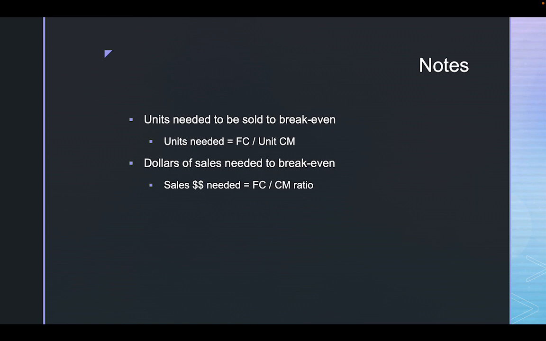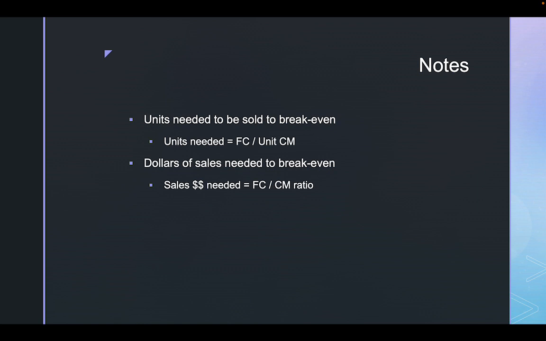Now, in the second case, if I want to think about not how many pizzas I need to sell, but how many sales dollars, how much revenue I need to generate as a business in order to break even, the answer is to take the fixed cost and divide by the CM ratio. Remember, the CM ratio is the contribution margin divided by sales. So these formulas are pretty similar, and therefore they're easy to get confused. Both formulas have fixed cost in the numerator of the fraction. That's easy to remember, but it doesn't really help us tell the difference between the two.